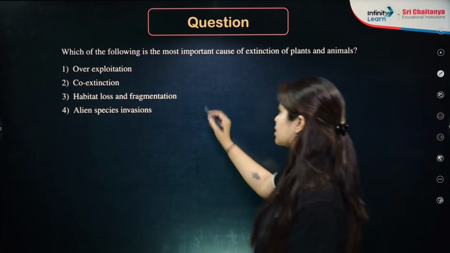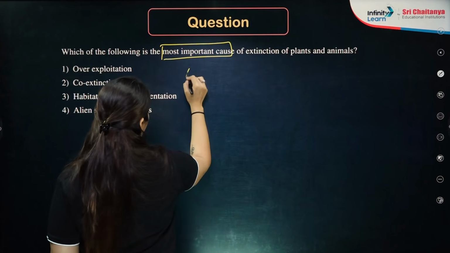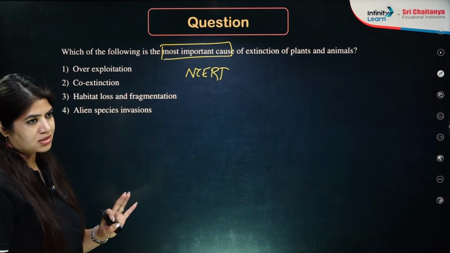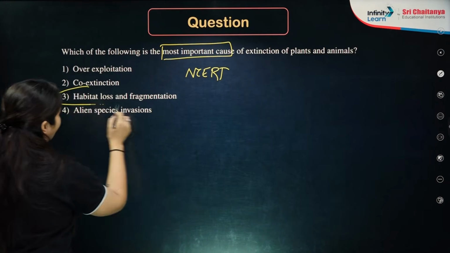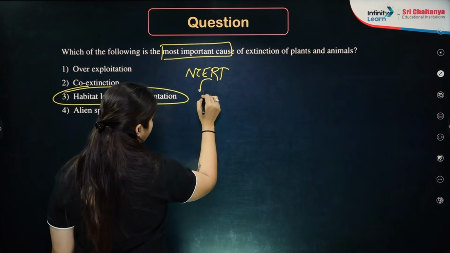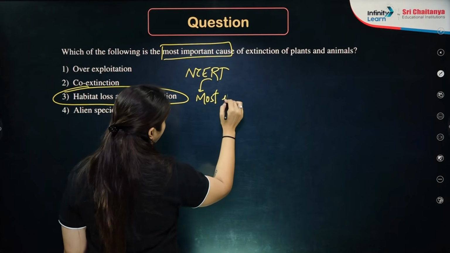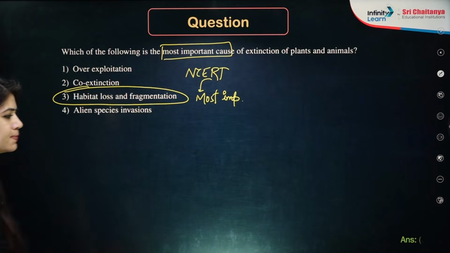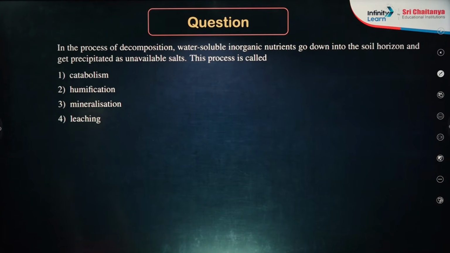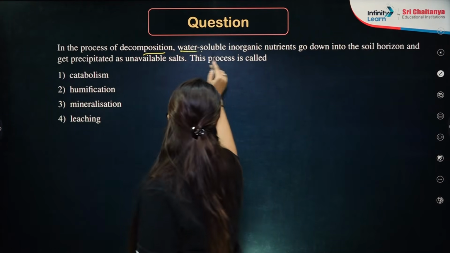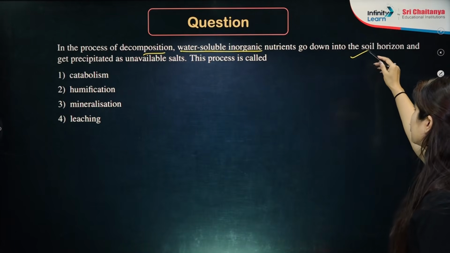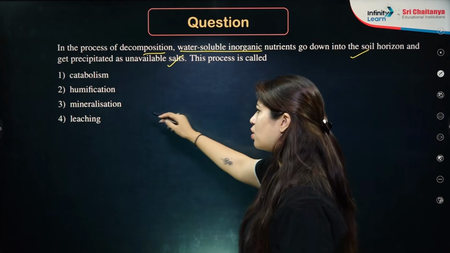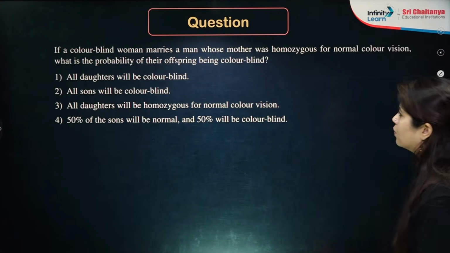Which of the following is the very important line given in the NCERT? NCERT says that all of these 4 are causes of extinction, but the most important one is habitat loss and fragmentation. NCERT has written it is the most important. So answer has to be option number 3. Next question is, in the process of decomposition, water-soluble inorganic nutrients go down into the soil horizon and get precipitated as unavailable salt. This is called leaching. Answer is option number 4.